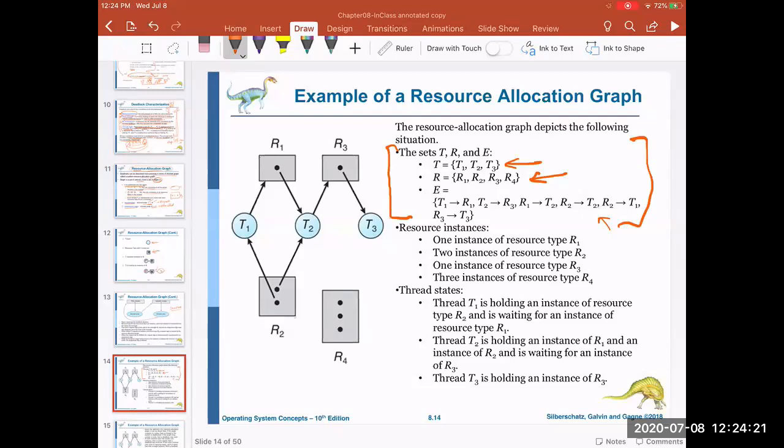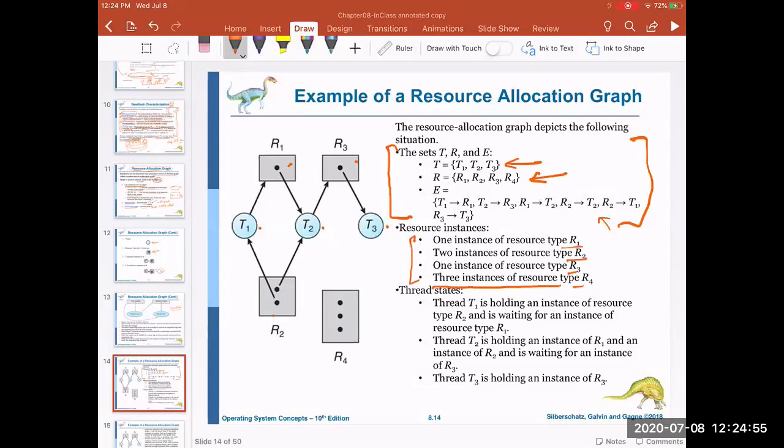So how do we do that? Let's create it one by one. There are threads T1, T2, T3. Then there are resources R1, R2, R3, and R4. So there are 4 resources. Each resource would have a number of instances. R1 has 1 instance, R2 has 2, R3 has 1, and R4 has 3 instances. I think till here it is clear.